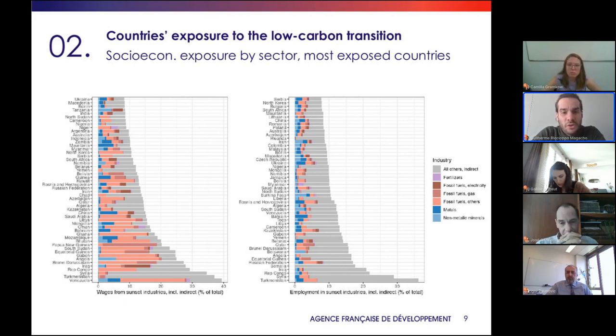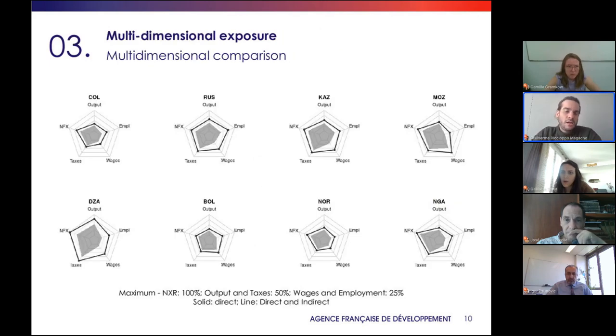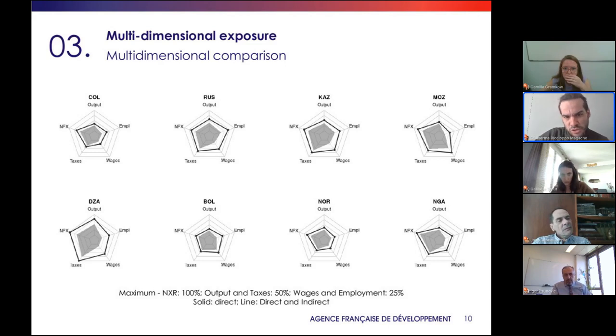And in these industries, the way they are produced now, we have some kind of problem in terms of the dependence on sunset industries, high emitting industries. Well, we compare here some different countries, and I put here some examples like Colombia, Russia, Kazakhstan, Mozambique, Nigeria, Algeria, Bolivia, Norway. And we see that they have different types of exposure. This is a multi-dimension exposure, because you're not looking at saying, okay, this is only social or it's only external.